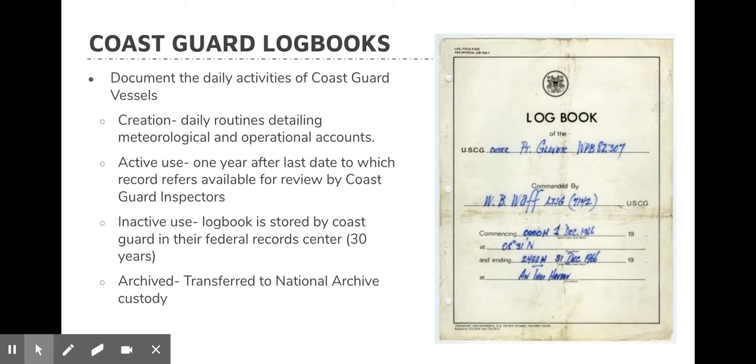As an example of a record's life cycle, Coast Guard logbooks at the National Archives were created to document the daily activities of Coast Guard vessels. They are maintained for 1 year after the last date for review by Coast Guard inspectors. They are then moved to a federal records center for 30 years where they can be accessed by the Coast Guard and the public. These have been determined to have historical value and are, after 30 years, transferred to the National Archive.